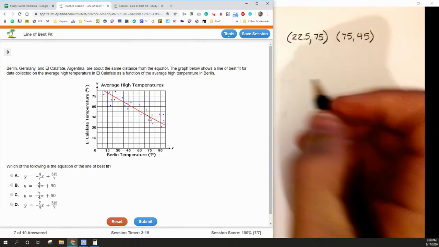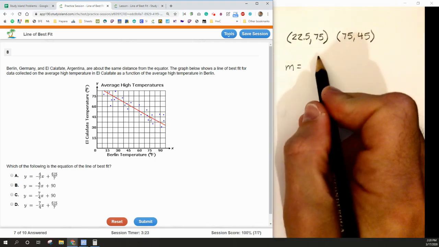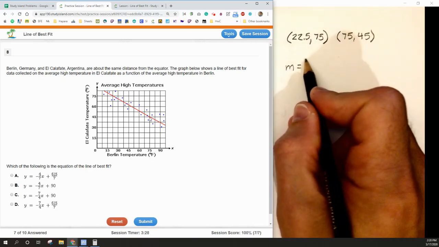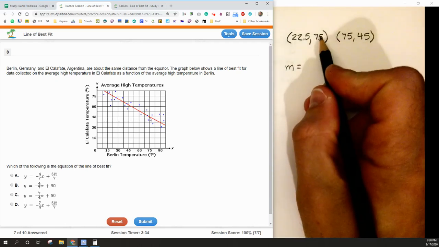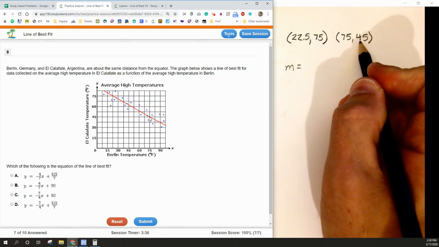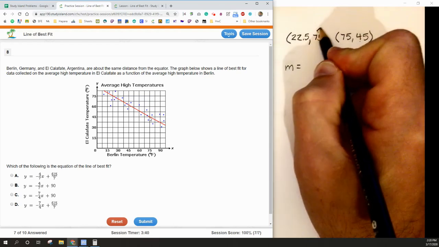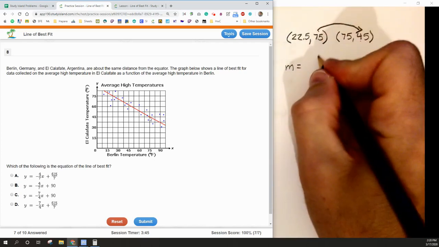Now using these 2 points, we can find the slope of the line. Remember, the slope of the line is the change in y over the change in x. So the change in y divided by the change in x. When we say change, just how did the points change? How did we get from this point to this point? It's a simple subtraction problem. How did we get from 75 to 45 for the y coordinates? That is a decrease of 30.